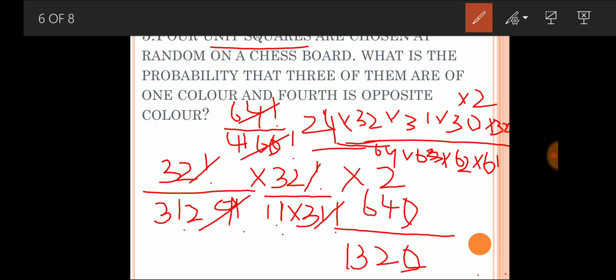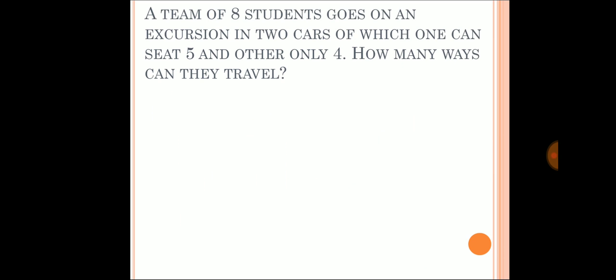This was a question which was asked in Soliton 3-4 years ago, and I would expect a very similar one. These kinds of questions could help you to solve any questions which could be asked in this chessboard kind of questions. So let's get started with the next question.